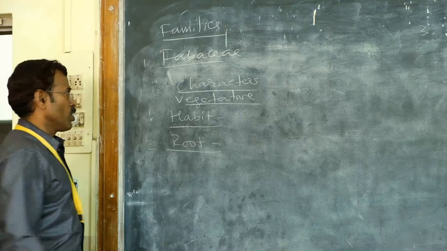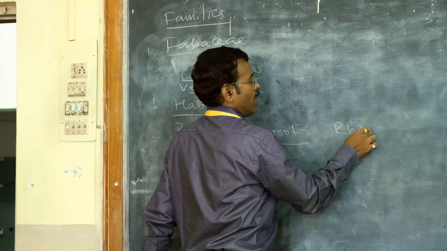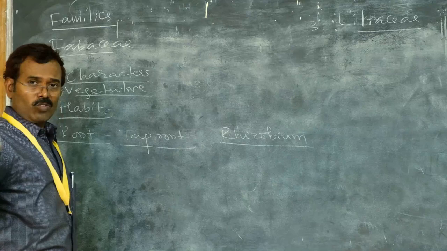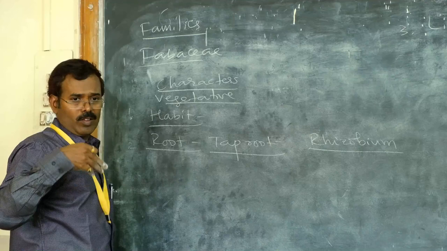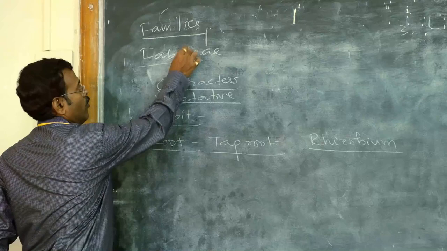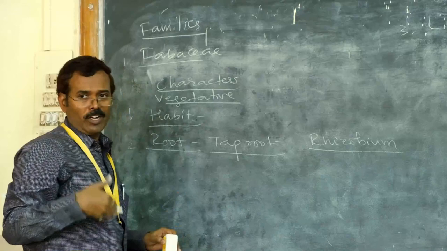Then the second one is the root system. In Fabaceae, you have mainly a taproot system. This taproot system has a special character. It has Rhizobium bacteria, Rhizobium leguminosarum, which is associated with the root nodules of the taproot of Fabaceae. That's why these plants, like pea, tur dal, mung dal, chana dal, urad dal, the different types of dal we have in Fabaceae, are capable of biological nitrogen fixation. They can fix the molecules of nitrogen in the air and enrich the soil with nitrogenous compounds. They maintain the fertility of the soil.